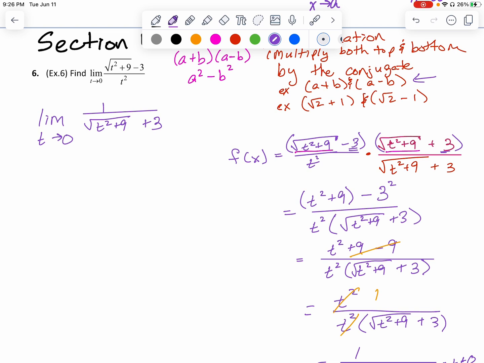Now I can plug in 0. Actually, I don't need to write the limit anymore because now I'm going to evaluate it. I plug in 0 and I get 1 over the square root of 0 plus 9, plus 3, which gives me 1 over, 0 plus 9 is 9, square root of 9 is 3, plus 3, which gives me 1 over 6. So this limit is 1 over 6.